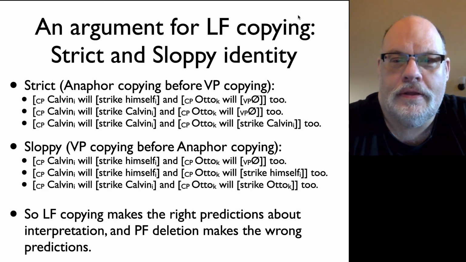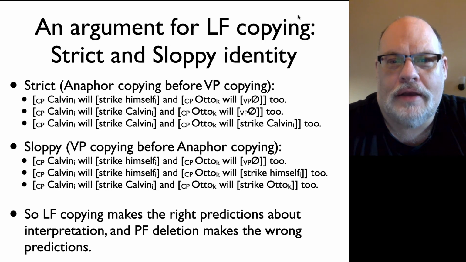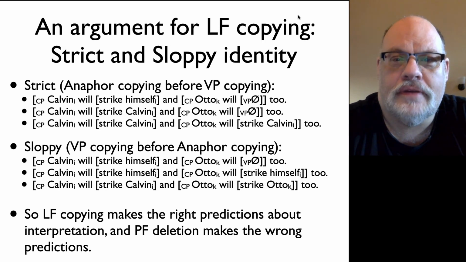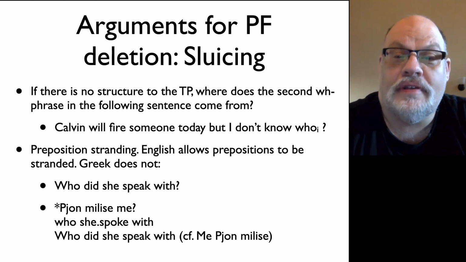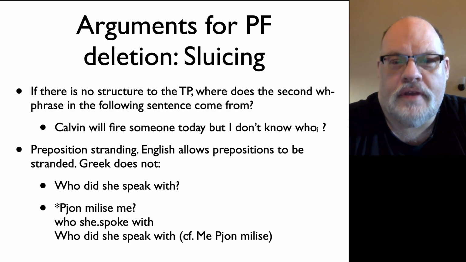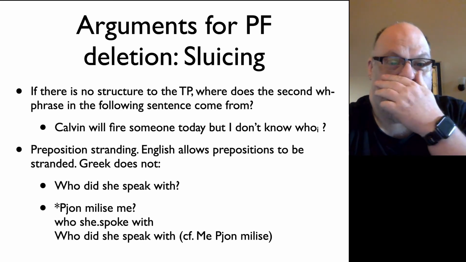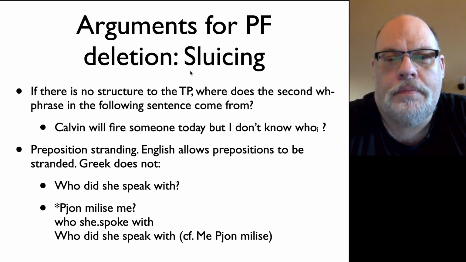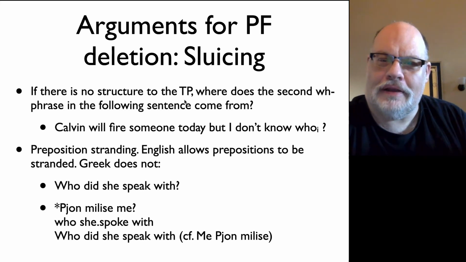Well, that's great. So maybe you're saying LF copying is the way to go. But there's also evidence that PF deletion can be right in certain circumstances. That evidence comes from a slightly different kind of ellipsis. So instead of verb phrase ellipsis, if we look at TP ellipsis, we find that there's evidence for PF deletion. And TP ellipsis is called sluicing. It's kind of a crazy name, but it refers to sluices in dams, letting stuff slide through.